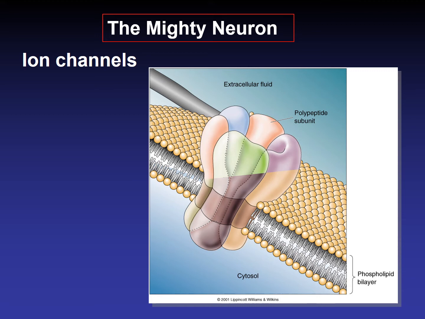That is, there's a pore in the center of that channel that is just the right size and shape for sodium, but not the right size and shape for potassium, or the right size and shape for calcium, nor the right size and shape for chloride. Of course, there are also chloride channels that will allow chloride through, but not the other ions. There are calcium channels, etc.